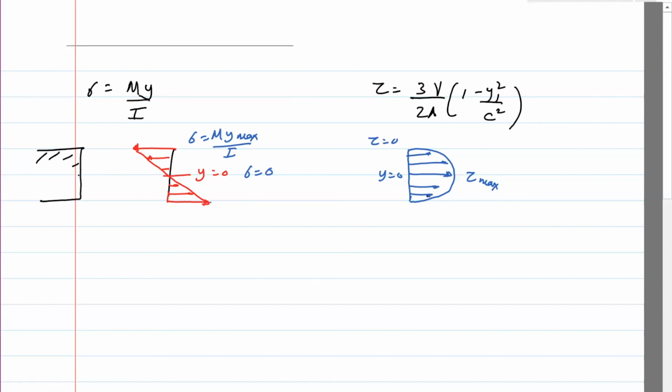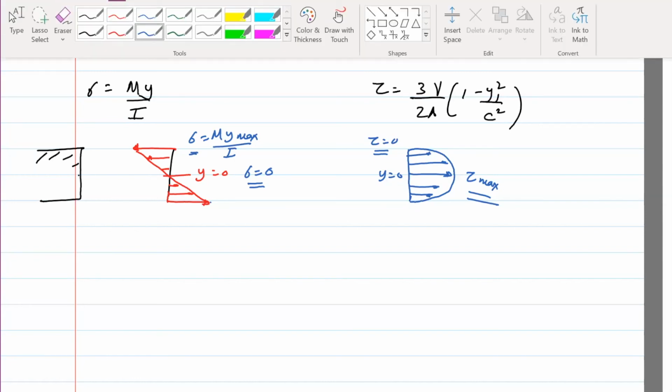So the shear stress achieves a maximum value at the center, but the normal stress is 0 there. And then the shear stress at the edges is 0. However, the normal stress achieves a maximum value. So what you notice is that if things are going to fail, they'll fail either at the surface due to normal stress or moment, or they will fail at the middle section due to shear stress. Make a note of this.